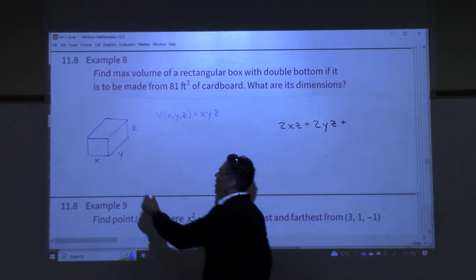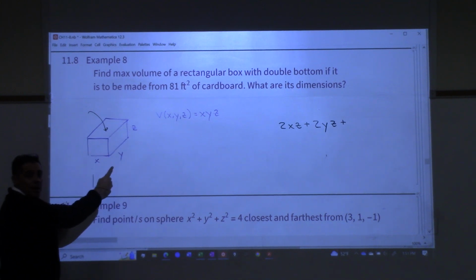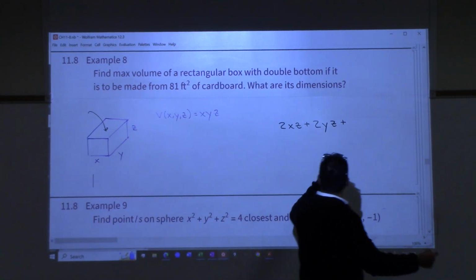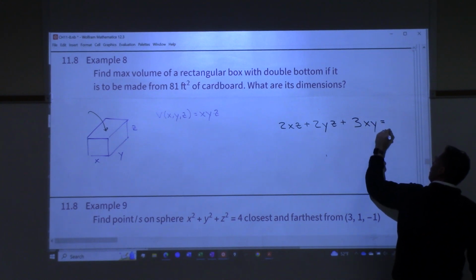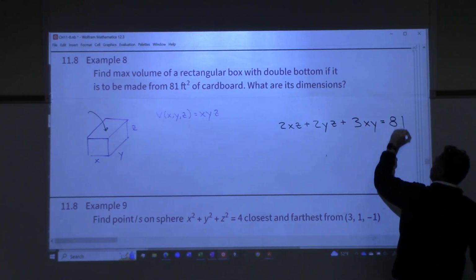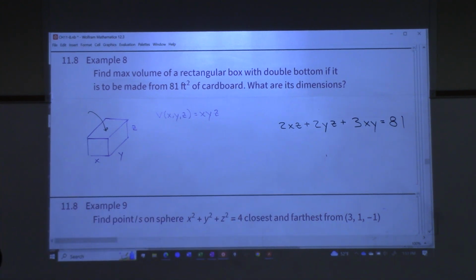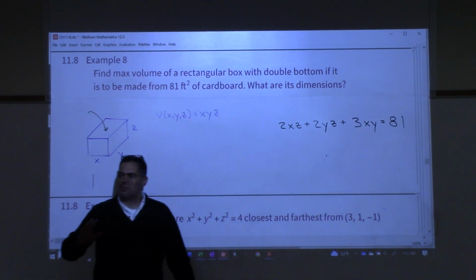Plus, we have the top, which is xy, and then the bottom, but it's doubled. So we actually have 3 xy's instead of, in the previous problem we did, wasn't that just 1 right here? And also equals 81, not 12. So that would be your constraint, and then you just run through the same thing. So it's a slightly different problem because of the 3 here and the 81, of course. So your partials are going to be a little different.